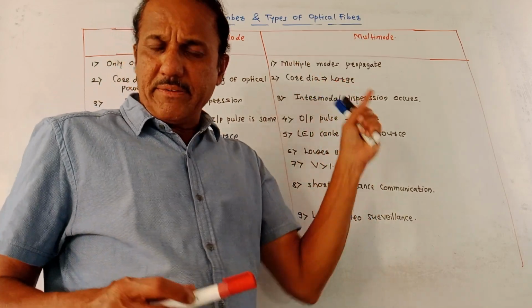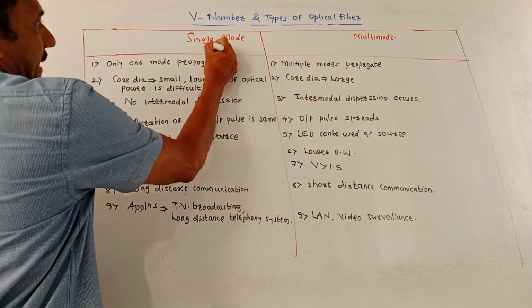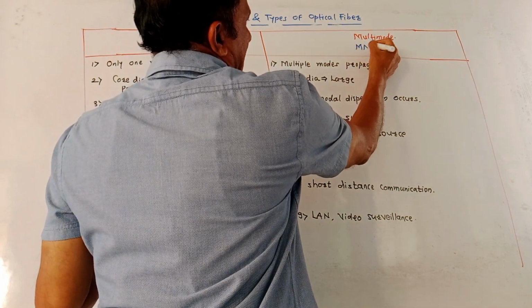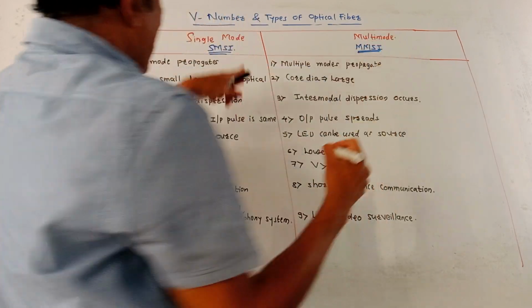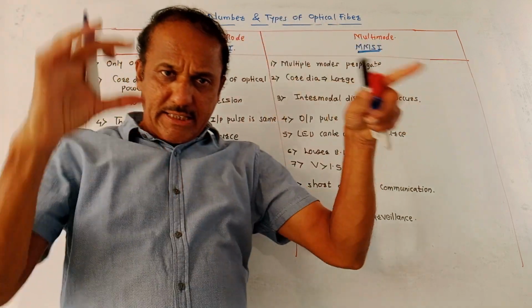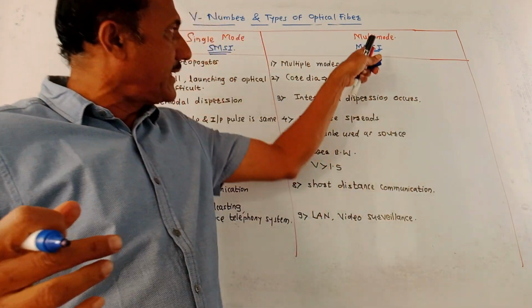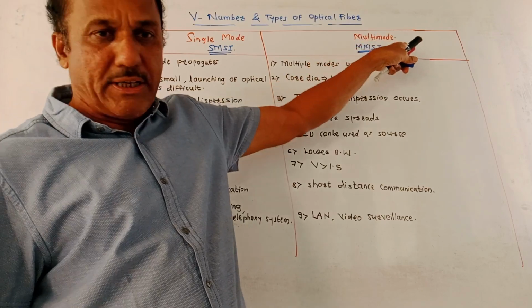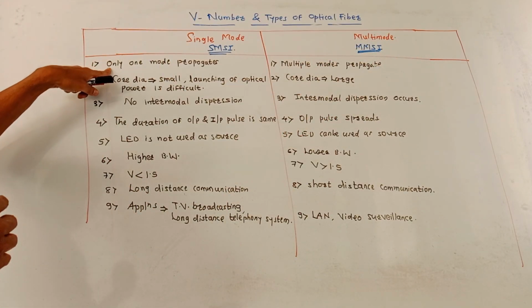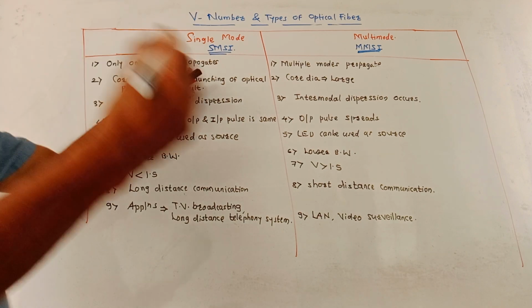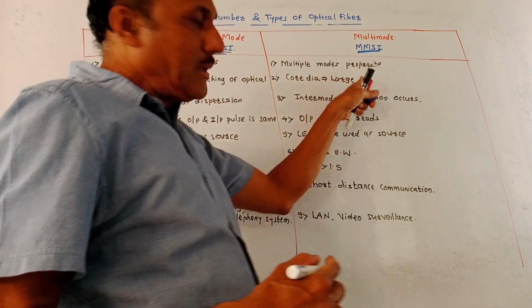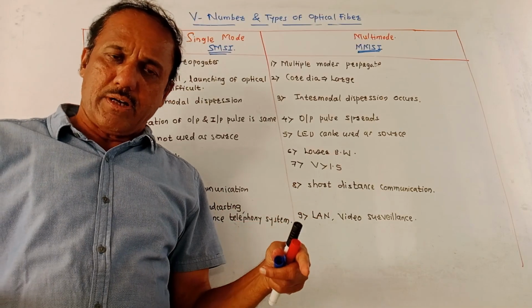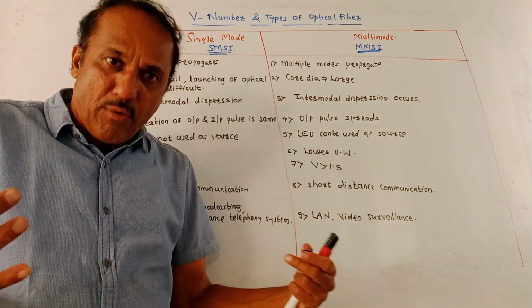Next part is the comparison between single mode step index fiber, also called SMSI, and multimode step index fiber, that is MMSI. As the name indicates, in case of SMSI, only a single wavelength, single mode is traveling, whereas multiple modes, multiple light rays are transmitting simultaneously in case of multimode fibers, that is MMSI. The comparison says, first point, only one mode propagates, that is a single wave propagates. In case of MMSI, multiple modes propagate. Core diameter is small, so it is difficult to launch the optical power inside the cable.